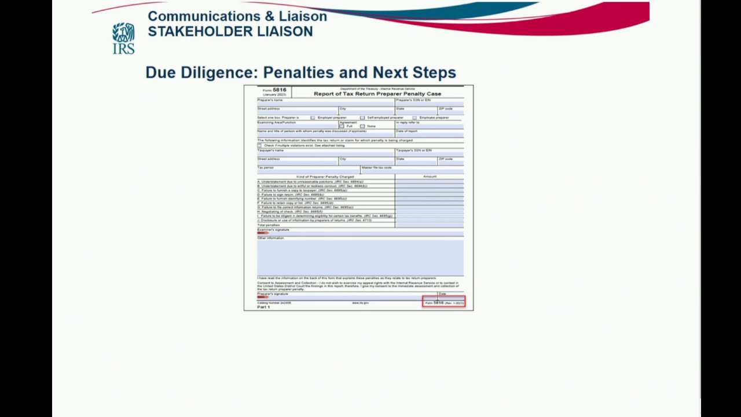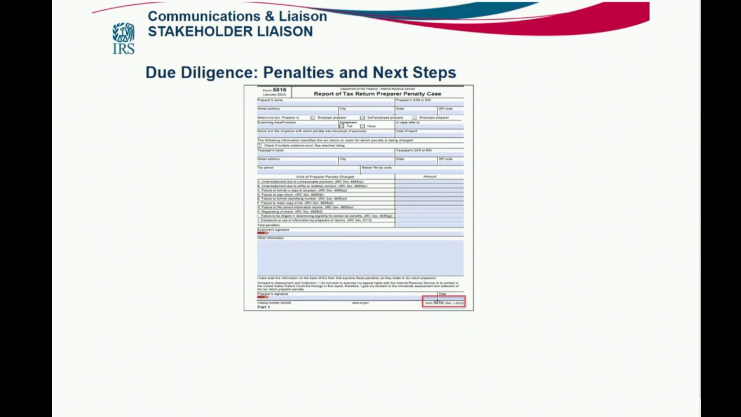If the preparer agrees to these penalties, they will sign the Form 5816, Report of Tax Preparer Penalty Case, and pay the whole amount, or make a partial payment and request the IRS to send them a bill for the rest. The preparer can also request an installment agreement. If the preparer does not agree with the proposed penalties, they have appeal rights.